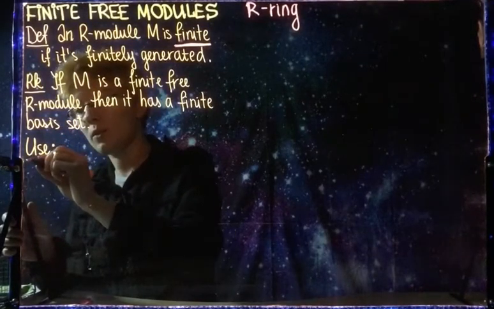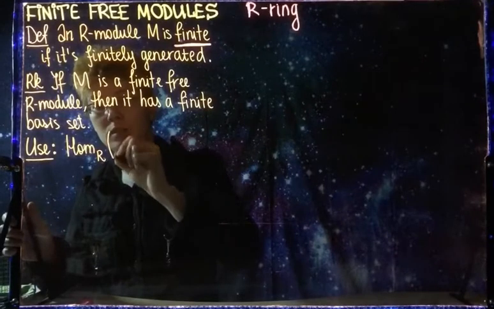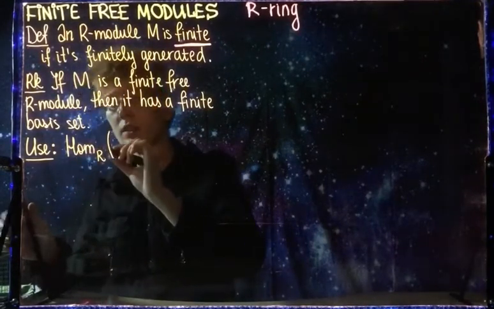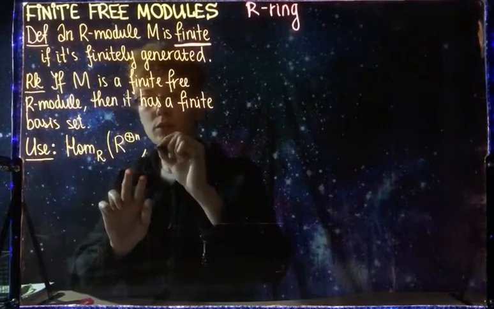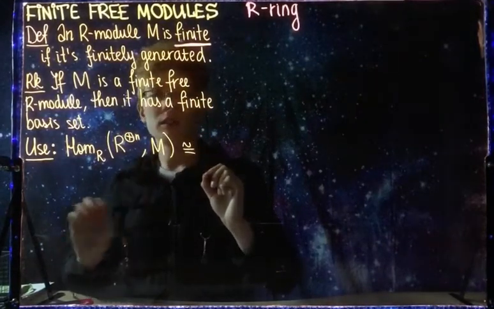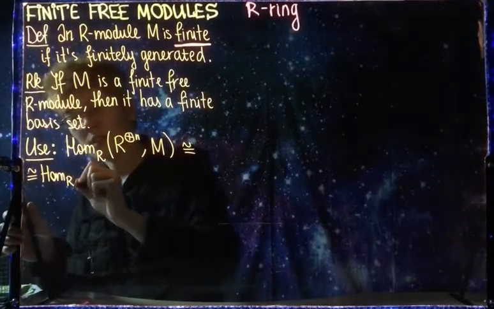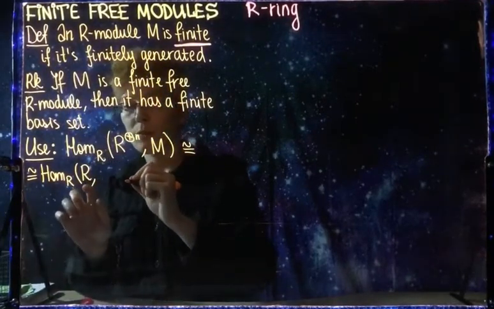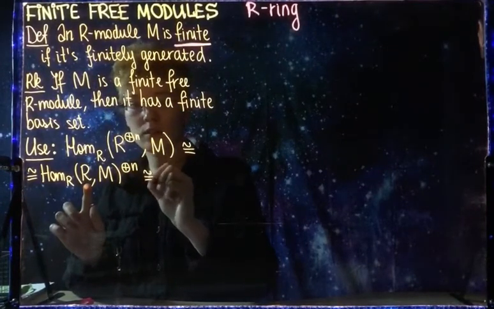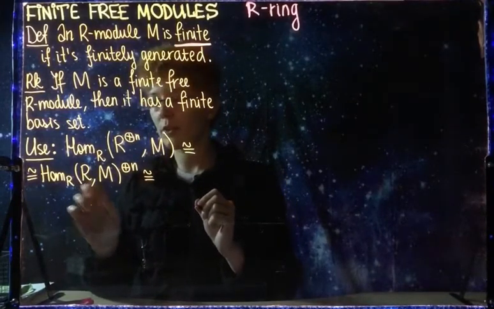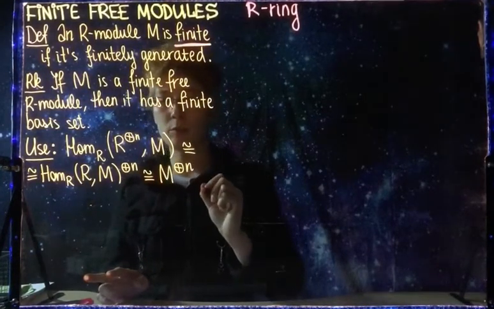I will use the following fact. If I consider the set of homomorphisms from R taken n times to M, then you are now proving in your current problem set that this is isomorphic as R modules to n-tuples of homomorphisms from R to M. And a homomorphism from R to M is defined by the image of 1, so this is in turn isomorphic to M taken n times.